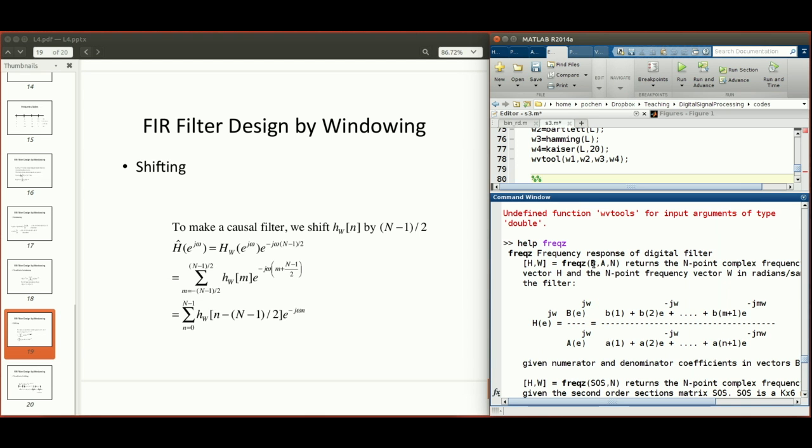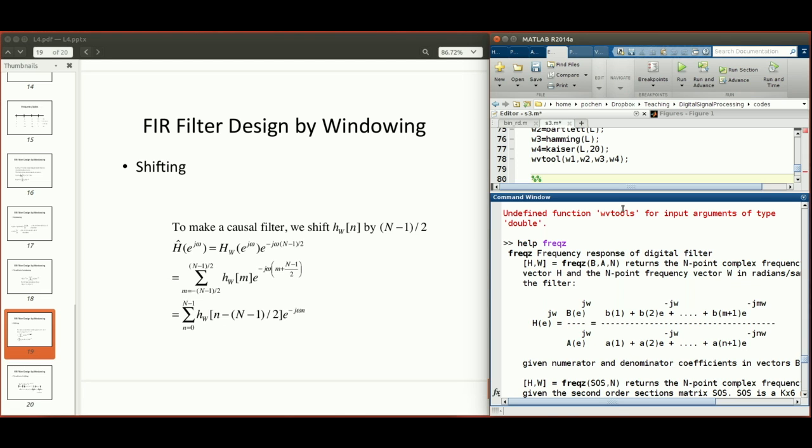So it takes 3 inputs: B, A, and big N. It computes the frequency response of a digital filter. Big H is the frequency response, and big W is the horizontal axis in the frequency domain for big H. It takes 2 inputs, big B and big A. Big B is a vector corresponding to B1, B2, up to B(m+1), the coefficients in the numerator. And big A corresponds to A1, A2, and so on, the coefficients in the denominator.